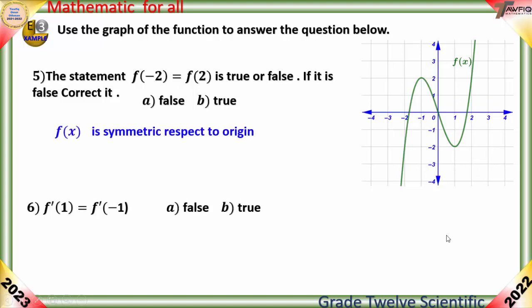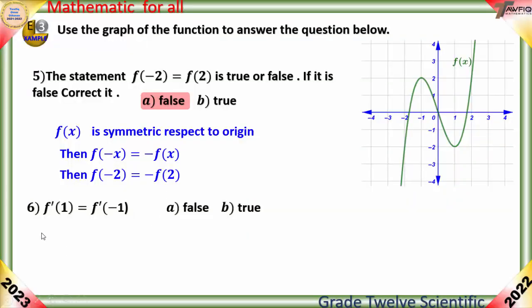So f(x) is symmetric with respect to the origin. Because f(x) is symmetric with respect to the origin, f(-x) is equal to minus f(x). If we replace x with 2, it becomes f(-2) is equal to minus f(2). As you can see, this statement is not correct because there isn't any minus here. So it is false, and this is the correction.